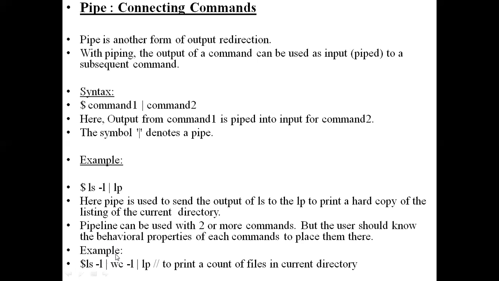Let us try to see one more example. As you can see here, you are using two pipelines. That means you are using three commands. So first, you are making a list. You are listing all the files present in the current working directory. Then you are performing a word count. So it will count the number of files present in the current working directory. So that particular count will be displayed, will be printed. So it will print a count of files present in the current working directory.